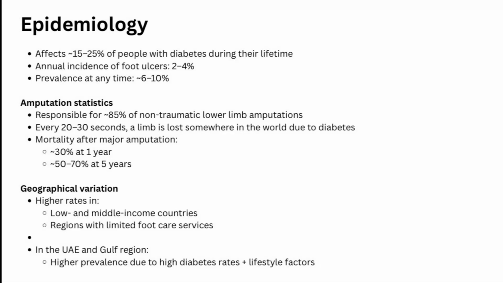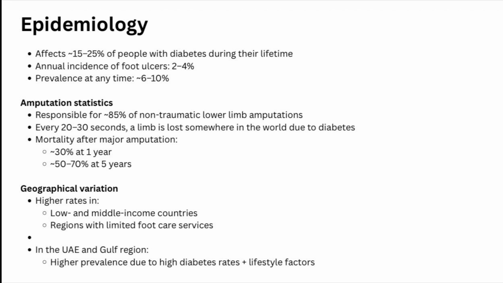Looking at the epidemiology, diabetic foot affects approximately 15 to 25% of patients with diabetes during their lifetime. Each year, about 2 to 4% of diabetic patients develop foot ulcers. At any given time, the prevalence is around 6 to 10%. Importantly, diabetic foot is responsible for about 85% of non-traumatic lower limb amputations. Globally, a limb is lost every 20 to 30 seconds due to diabetes.